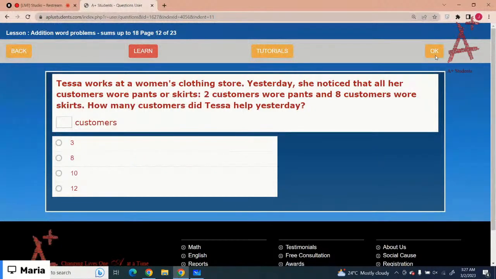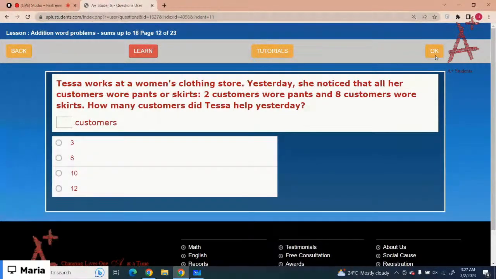Okay, the next one is: Tessa works at a women's clothing store. Yesterday, she noticed that all her customers wore pants or skirts. 2 customers wore pants and 8 customers wore skirts. How many customers did Tessa help yesterday?